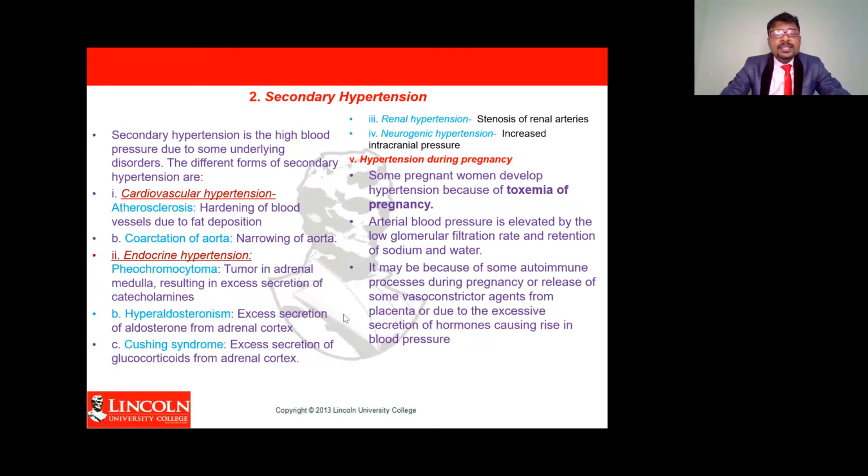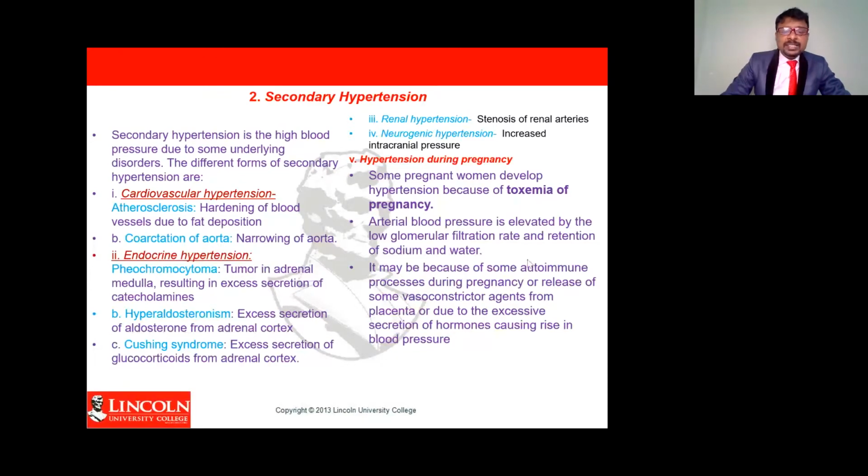So these are all the secondary causes of hypertension. One more important secondary cause is hypertension during pregnancy. Some women may get hypertension during pregnancy because of toxemia, or because of a low glomerular filtration rate, GFR, that is the kidney filtration rate. If there is no proper filtration in the kidney, because of retention of sodium and water in pregnancy, because of physiological changes, these things happen. And also, another hormone is released from the placenta.